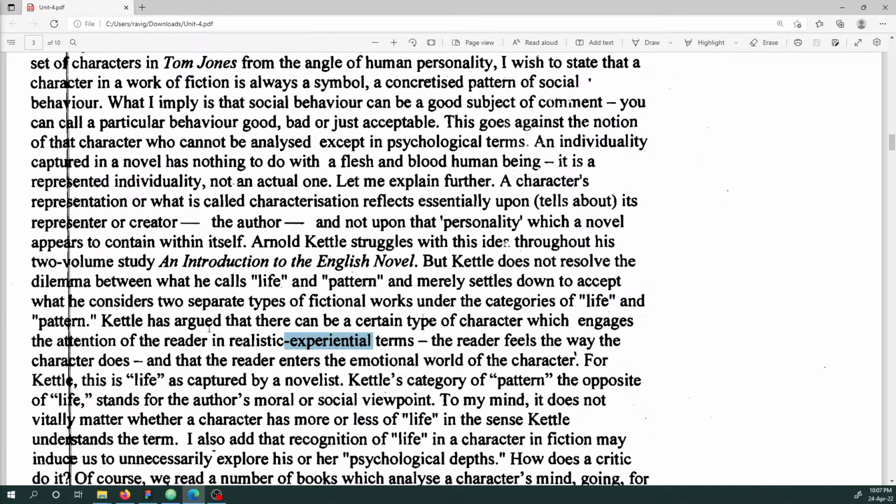Let's read this again. Cattle has argued that there can be a certain type of character which engages the attention of the reader in realistic experiential terms. The reader feels the way the character does, and enters the emotional world of the character. For Cattle, this is life as captured by a novelist. Cattle's category of pattern, the opposite of life, stands for the author's moral or social viewpoint.